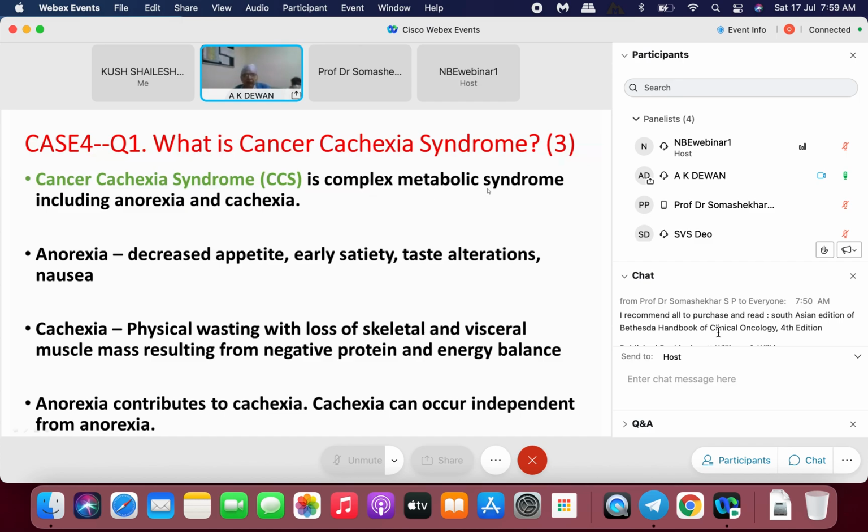It is a complex metabolic syndrome including anorexia and cachexia. Then you can tell what is anorexia, what is cachexia. Anorexia contributes to cachexia, and cachexia can independently occur. So you can define anorexia, cachexia, and just say it is a complex metabolic syndrome. First point, second point, and third point, you get full marks.